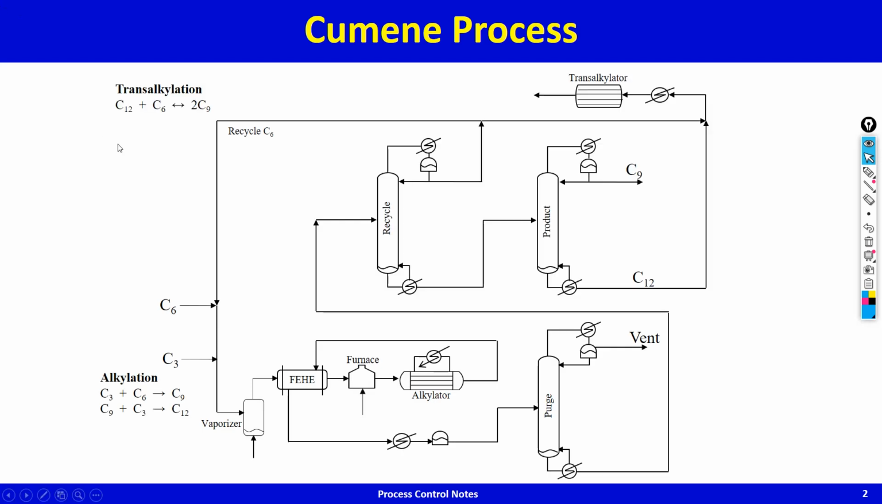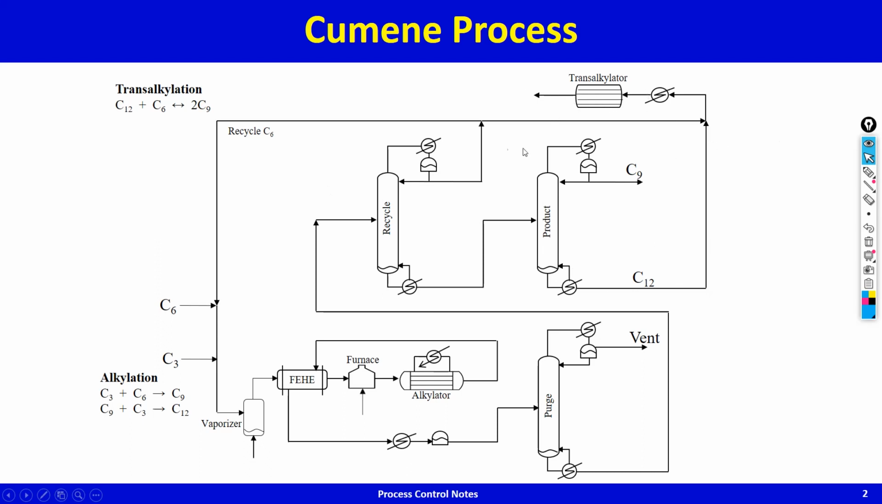So what we have is C12, the undesired diisopropyl benzene. This C12 reacts with C6 to give 2 moles of C9. This is an equilibrium reaction. In this way, we are converting C12 to C9, and so we can have a process that spits out only C9, no C12. This reaction happens in the transalkylator. It's a liquid phase reaction.